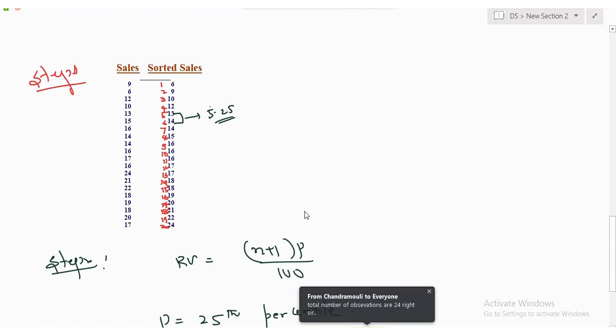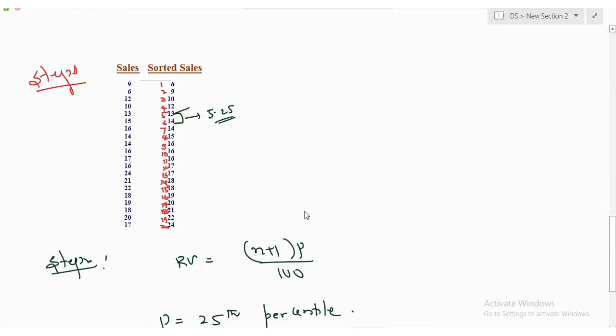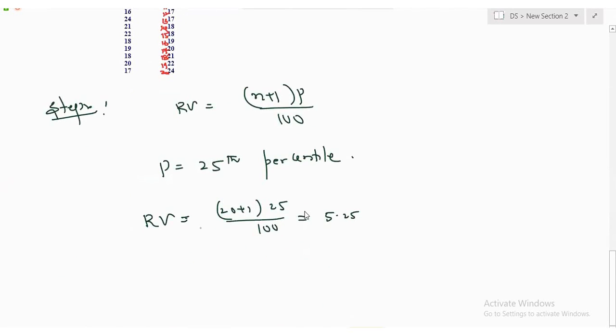1 rupee. But I know the 5th value, I know the 6th value, I don't know the 0.25 value. So the difference is how much? 1 rupee. Divide that 1 rupee into 4 parts. Why do I need to divide that into 4 parts? Because I want to calculate the 0.25 value. How much is that? 0.25, again 25 paisa. So step 3.